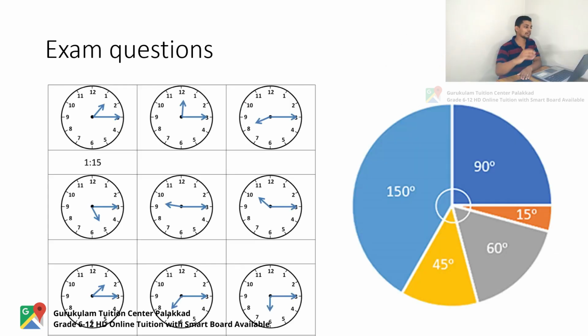Okay, then another exam type of question is where they will give you figures of a clock, and we have to measure the angle between the minute hand and the hour hand. Another type of question is where they will give you a pie chart, and we have to measure the angles in between using protractors. So in all these cases we'll be using protractors.